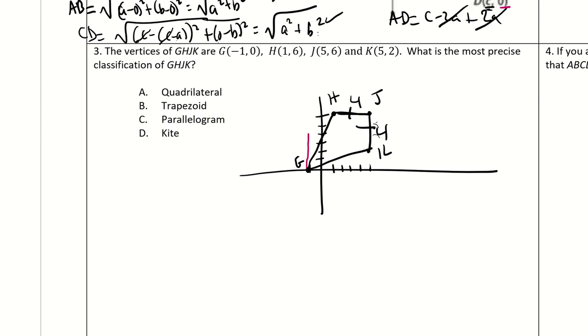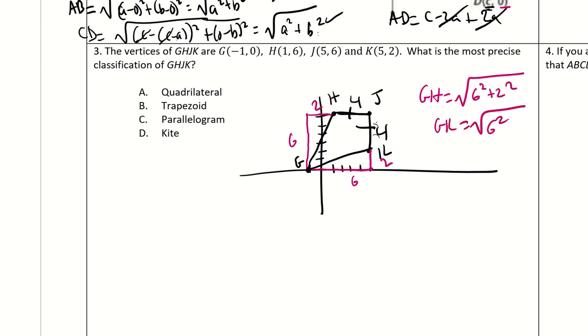Now GH and GK we can find by looking at the jumps. 1, 2, 3, 4, 5, 6, and then 1, 2. That's 2 jumps. 1, 2, 3, 4, 5, 6, and then we got 1, 2. That's 2. You can also do it with the distance formula, right? So if you were to use the distance formula, you get 6 squared plus 2 squared, and then GK, you get the same exact thing.